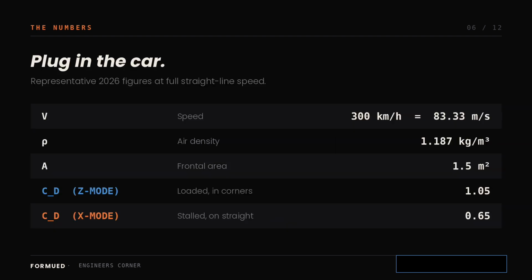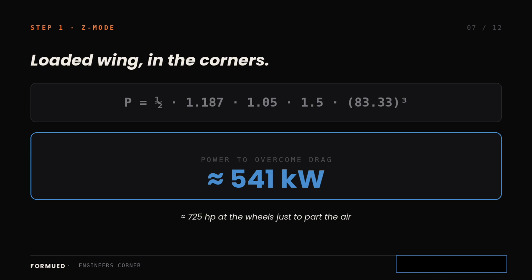So we plug in the details of the car. These were given in the question. We discuss the speed. We have the air density. We give the frontal area. And then we have our coefficient of drag, which is Z mode and X mode. And we go into the details. So we first assess the power equation, which had that V cubed value for the high drag mode, which we see CD at 1.05 in the middle of the equation. And we are essentially saying that the amount of power required to overcome this drag is 541 kilowatts, which is approximately 725 horsepower at the wheels just to part the air, which is pretty significant, right?